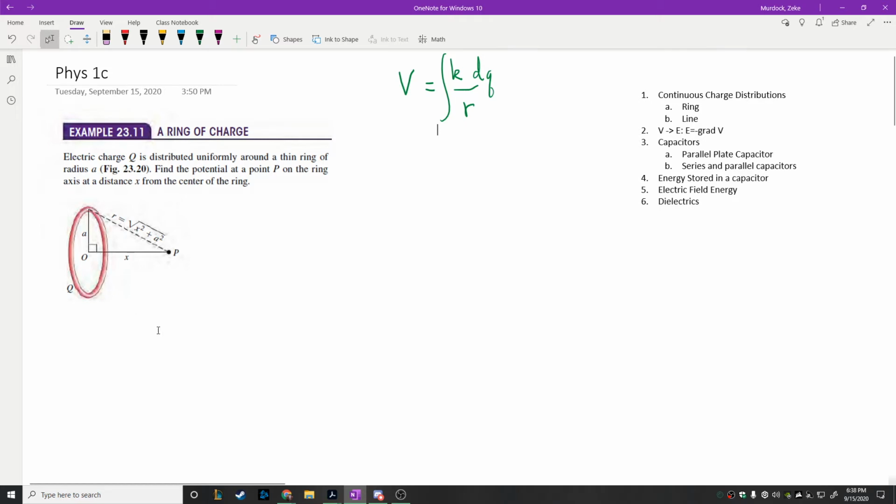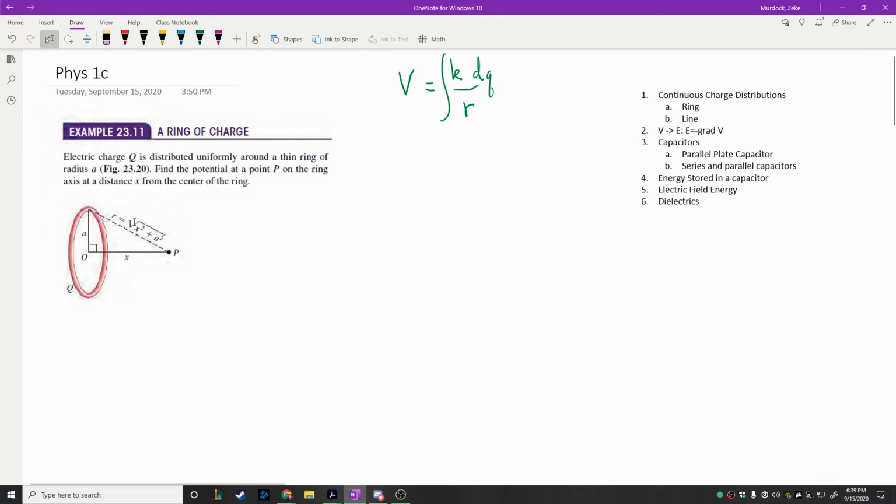So what we want to do is to break our ring here. And let's read the problem. It says electric charge big Q is distributed uniformly around a thin ring of radius a, and we want to find the potential at point P on the ring axis at a distance x from the center of the ring. That's what we want to do.